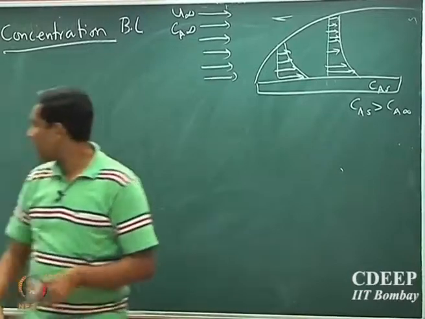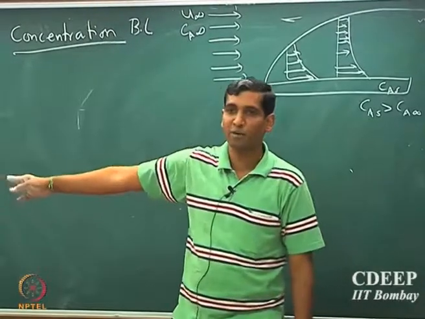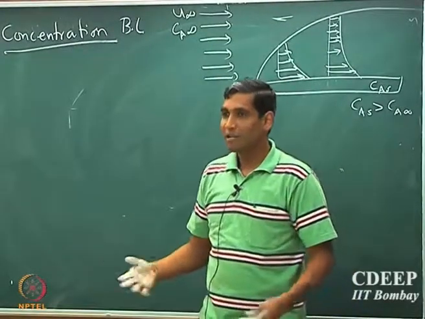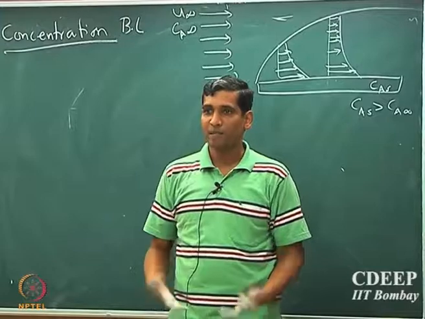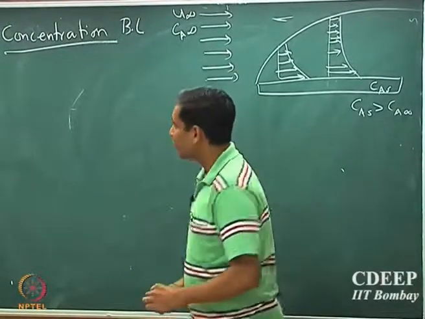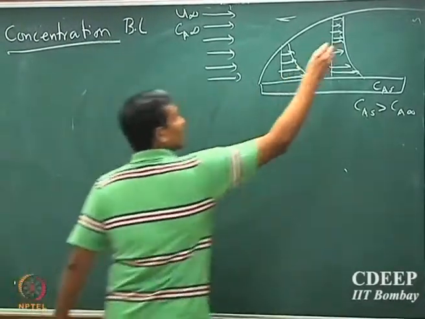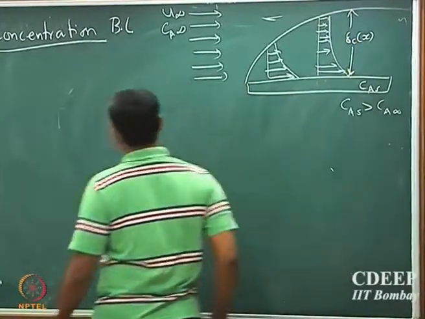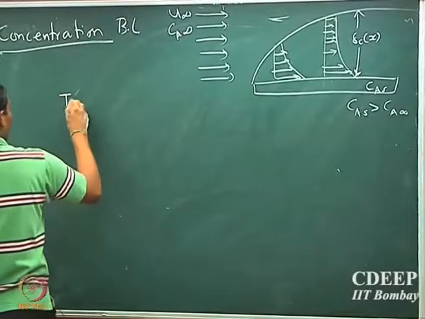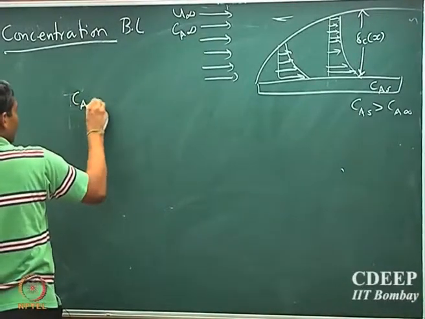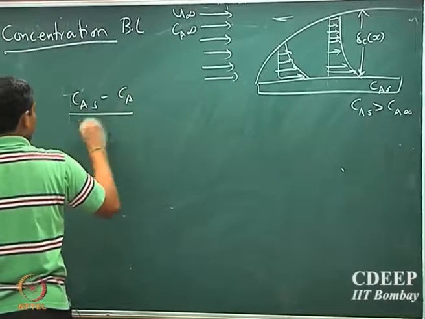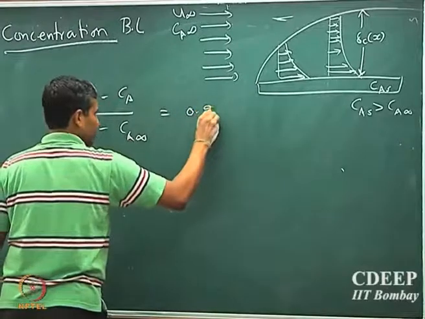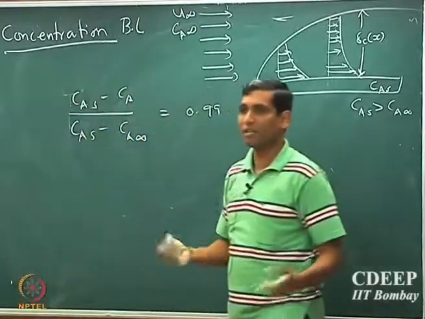So you can immediately see that a lot of things that we talk about in heat transport are very similar, simply because the profile is similar, therefore the gradient is similar, and therefore the process itself is similar. So we can define boundary layer thickness, if I call it delta C. So delta C is defined as that location where (CAs minus CA) over (CAs minus CA infinity) is 0.99. So same definition, nothing different.